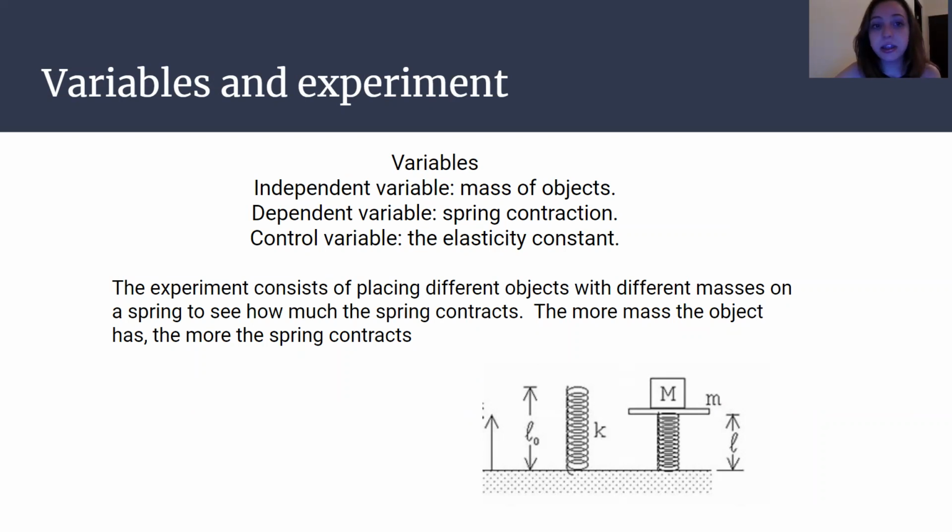The experiment consists of placing different objects with different masses on a spring to see how much the spring contracts. I think the more mass the object has, the more the spring contracts. So if the object is heavier, the spring will contract more.